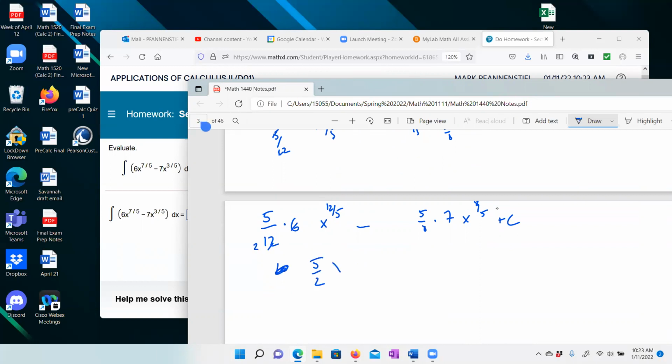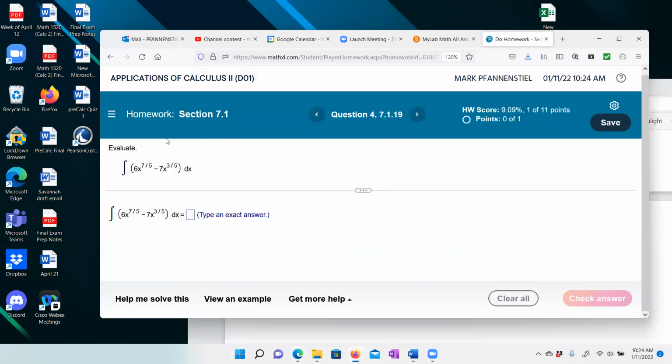So we end up with 5/2 x to the 12/5 minus, and in this one you just have a mess. There's nothing you can do with this. 35/8, sure, delightful, x to the 8/5 plus c, and that's what we're dealing with. Okay, so that one was a little tricky because of the fractions, but overall it's still the same kind of question we just did.